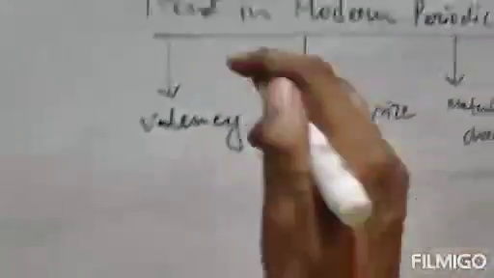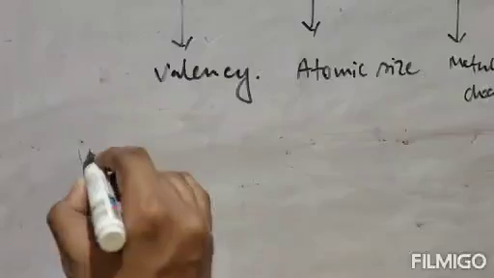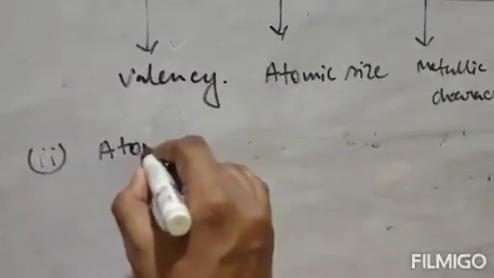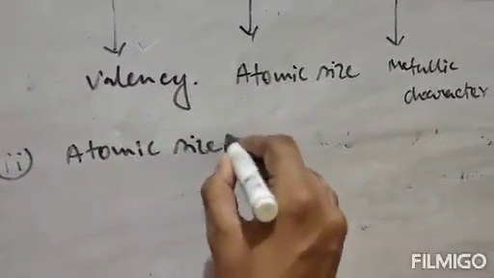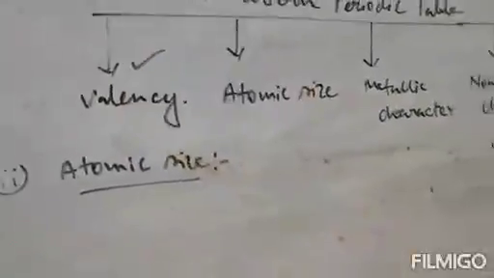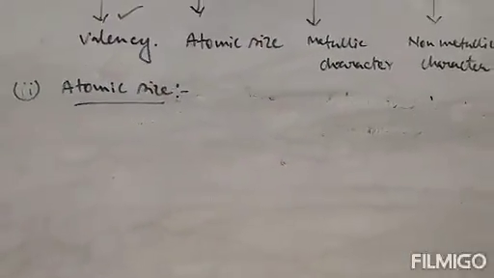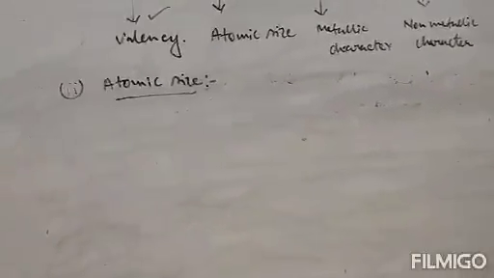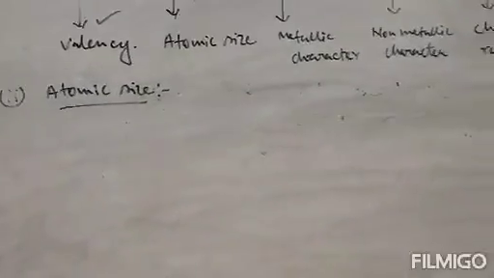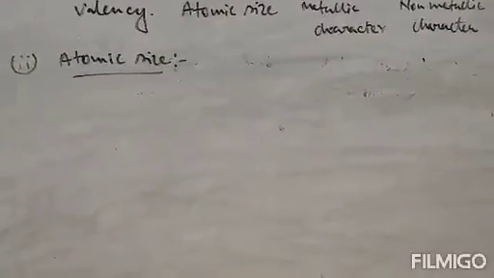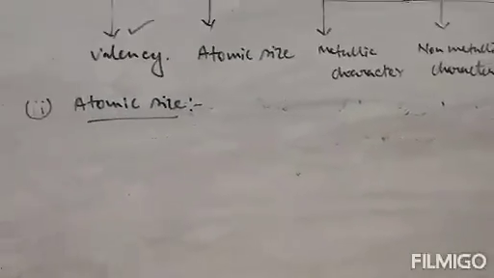Next property, number 2, that is atomic size. Now what is atomic size? It is actually the radius of an atom. Atomic size means the radius of an atom. It is the distance between the center of the nucleus and the outermost cell of an isolated atom. That is the atomic size.